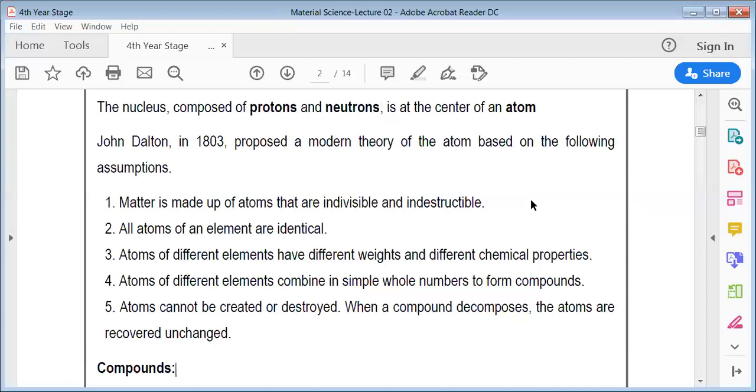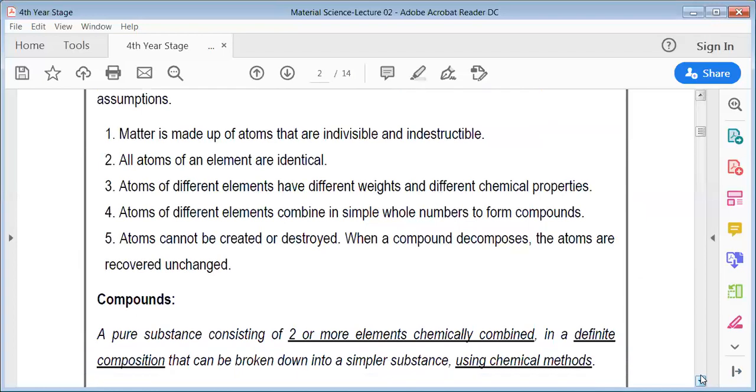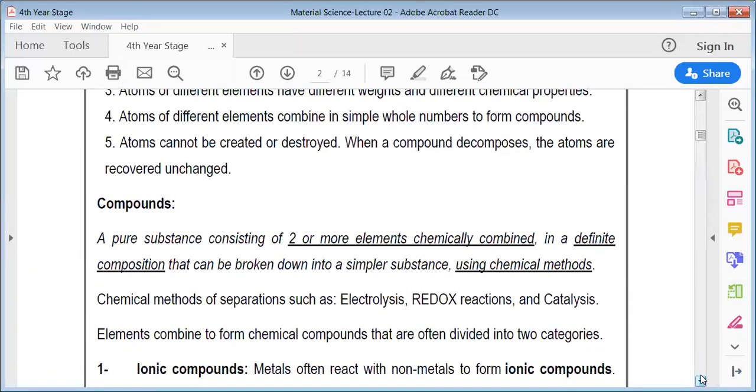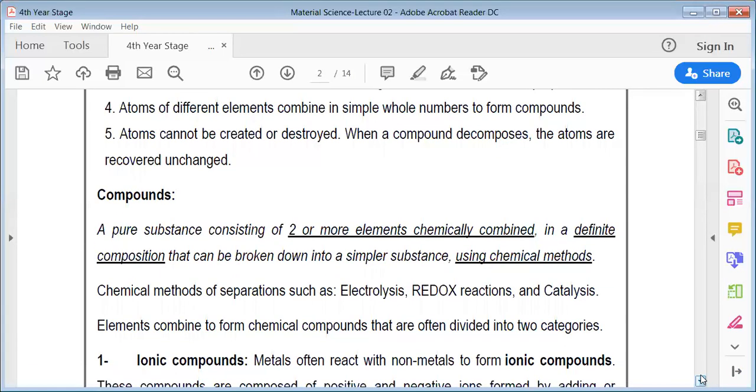Number five, atoms cannot be created or destroyed. When a compound decomposes, the atoms are recovered unchanged. Yes, you can decompose, for example, water again into hydrogen and oxygen. So this is generally the assumption about atoms. First, we started thinking about the model of the atom.